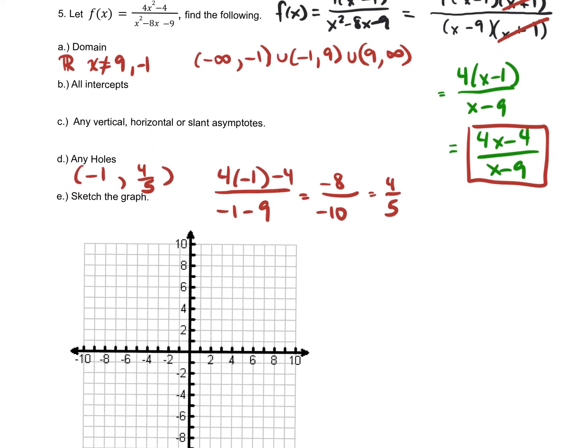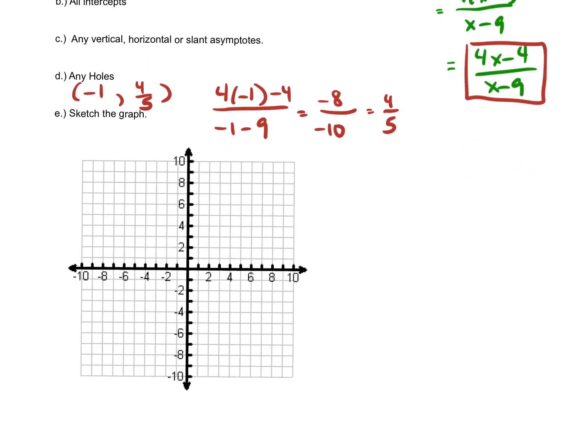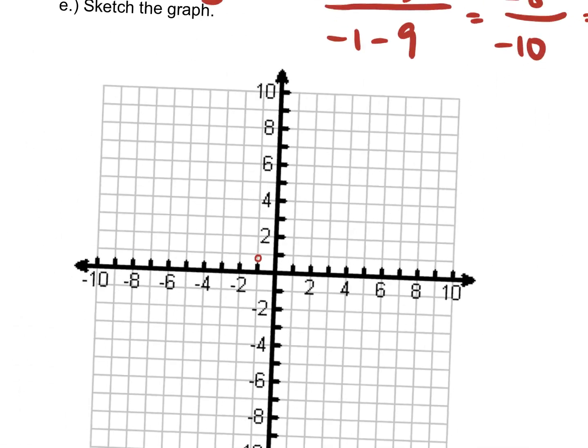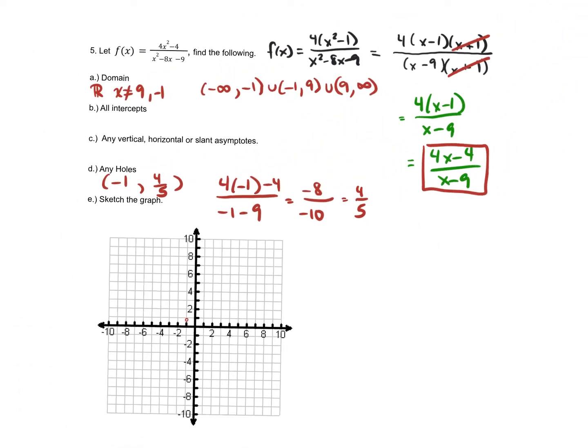So I'm going to come down here and look at negative 1, 4/5, which is about 0.8. Kind of hard. I'll zoom in here. Negative 1 and 0.8, so there is my hole right there. So now I have 1 point on my graph.